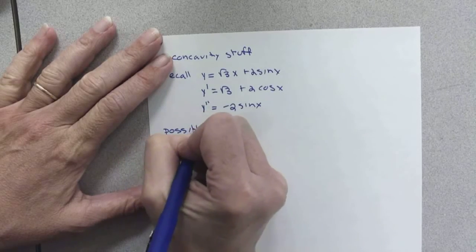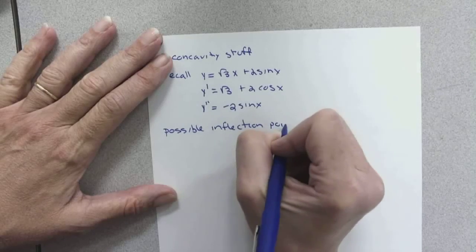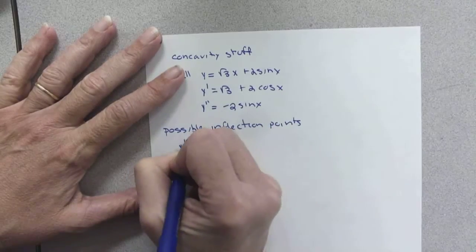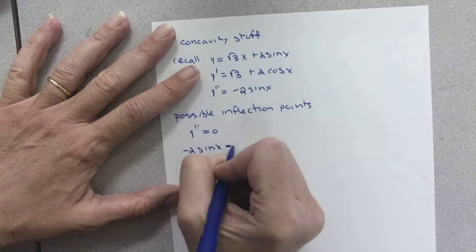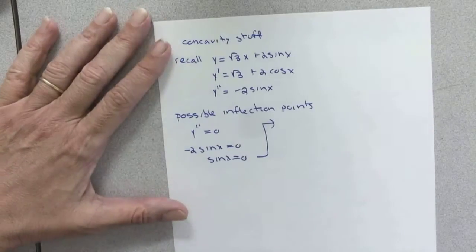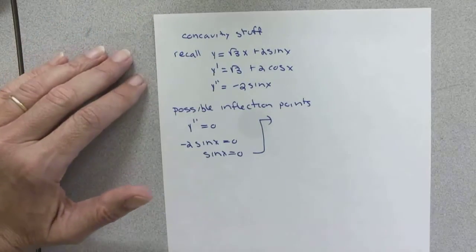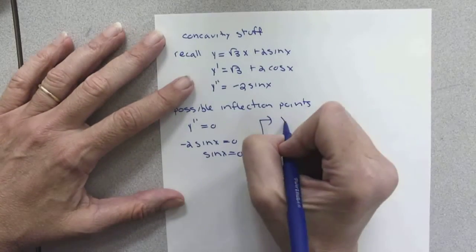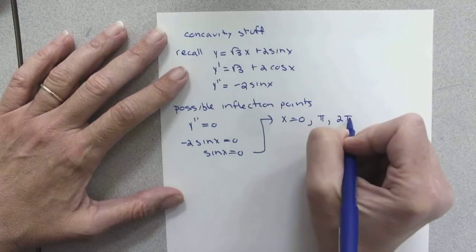Now I find my possible inflection points. I set my second derivative equal to 0, which gives me sine x equals 0. Then I ask myself, on the interval from 0 to 2 pi, where does sine equal 0? And sine equals 0 at 0, pi, and 2 pi.